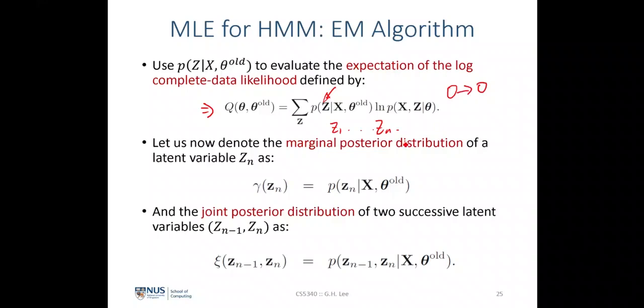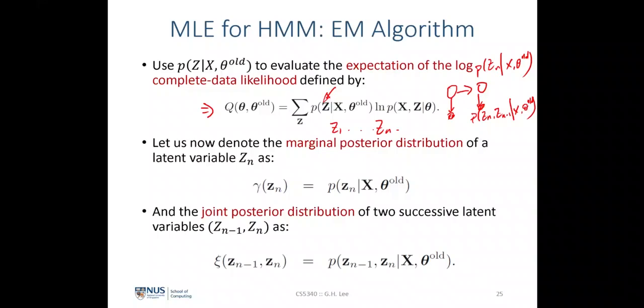That means that in addition to the independent posterior of p(z_n | x, θ_old), we would have an additional term of p(z_n, z_{n-1} | x, θ_old). Well, it's all because of this particular coupling of the consecutive latent random variables in our hidden Markov model.